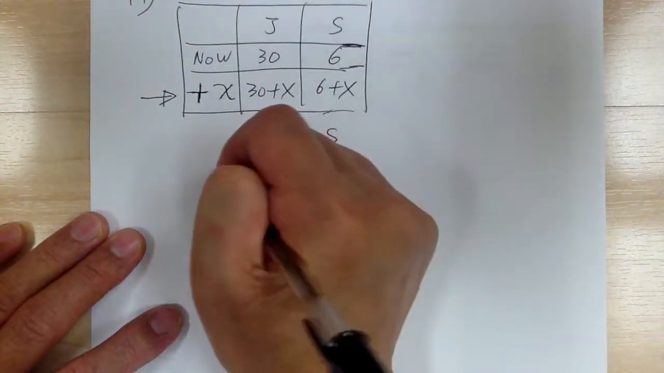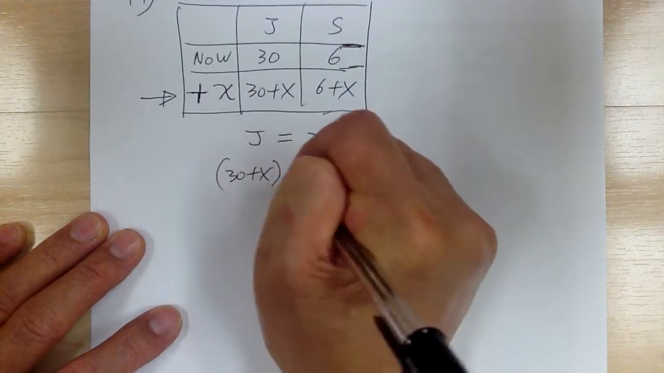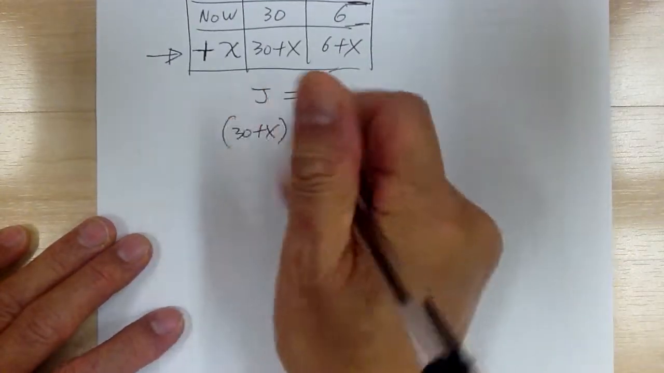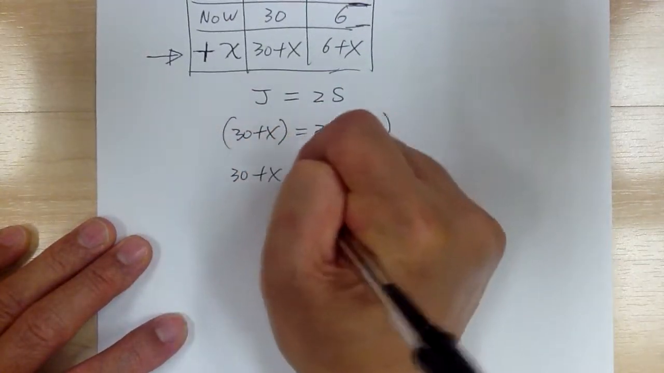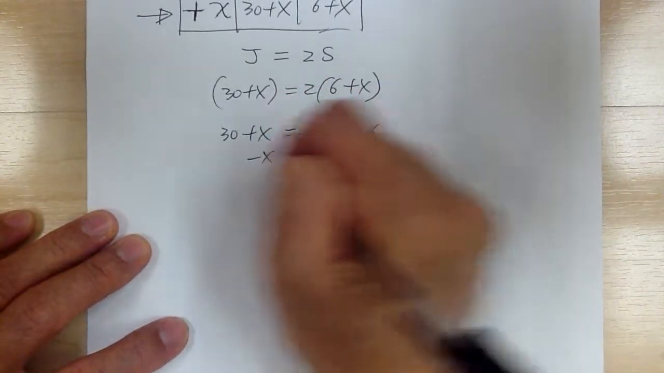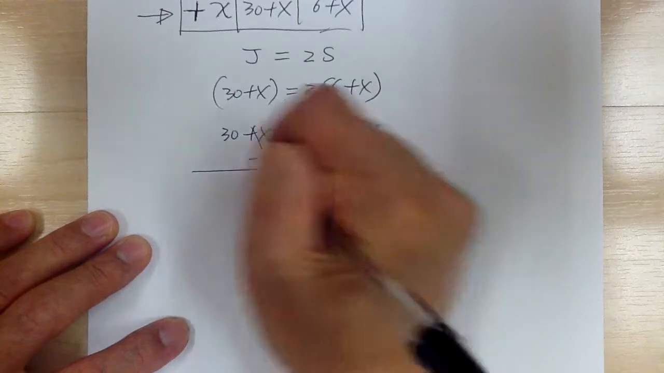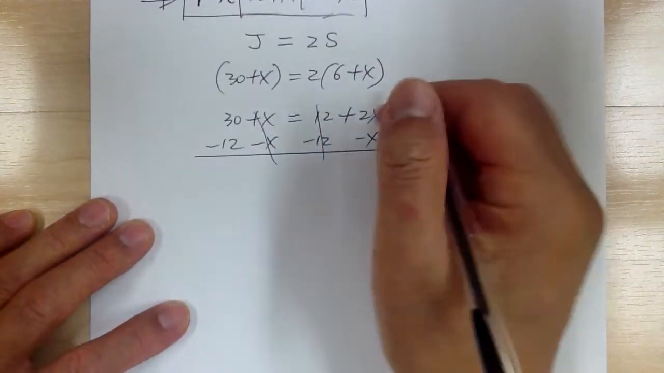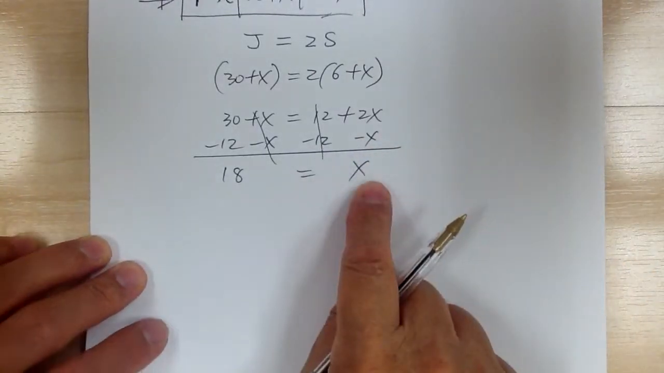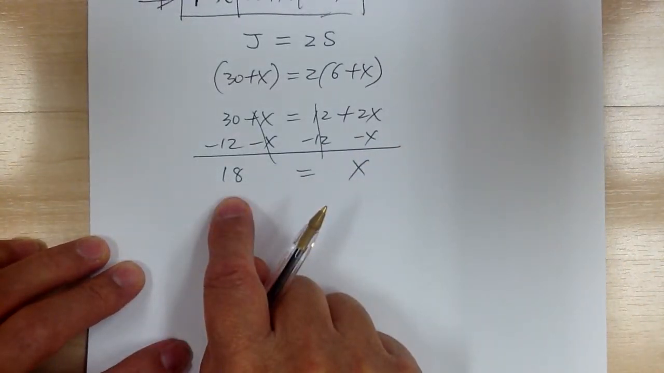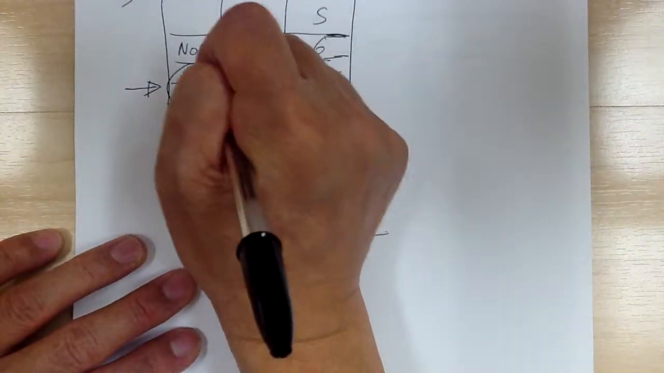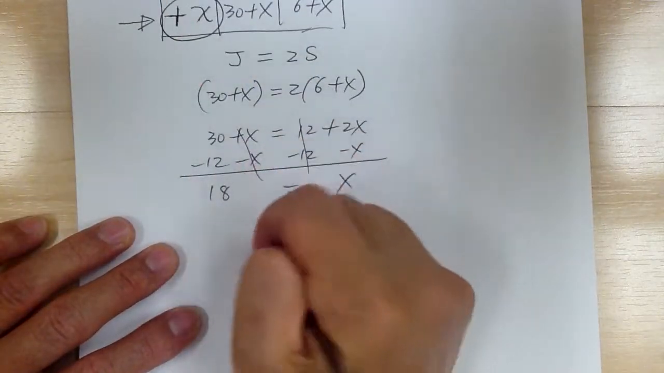So you substitute, so you got 30 plus x equal to 2 times 6 plus x. So multiply out to get rid of parentheses. So 30 plus x equal to 12 plus 2x. Minus x on each side, so this cancels out. Minus 12 on each side, this cancels out. So you got 18 equal to x. So after you solve for x, go back and answer the question. Okay, so it says in how many years? So x, so in how many years is this what you're looking for? So in this case, the answer would be 18 years.